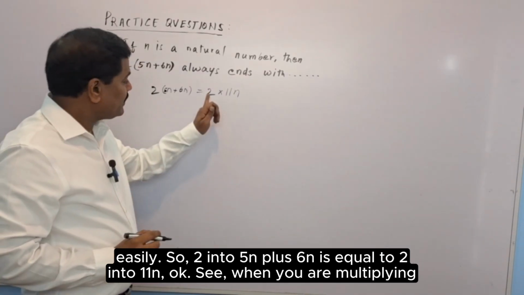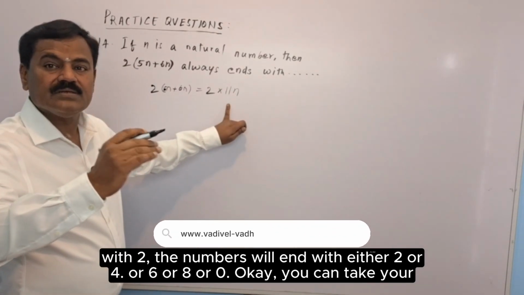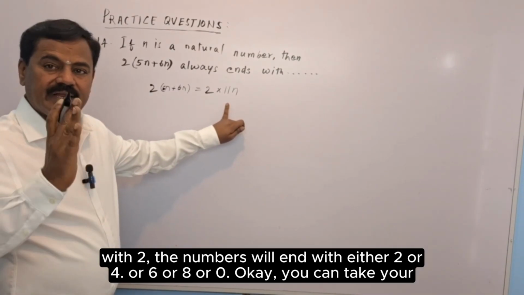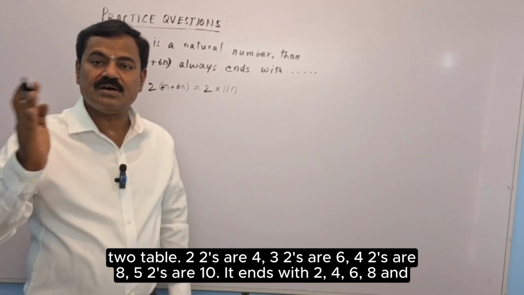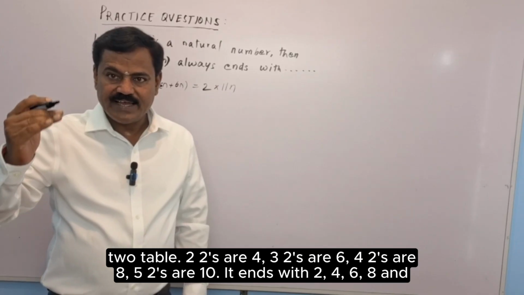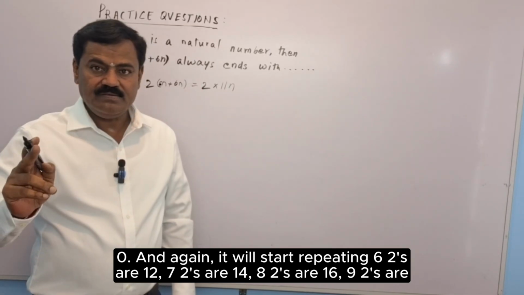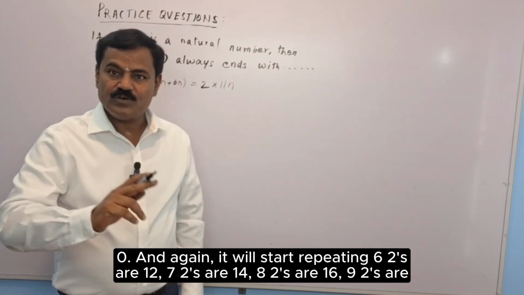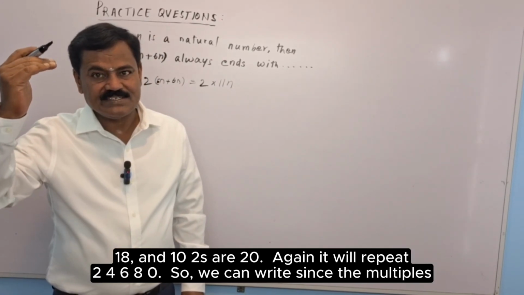See, when you are multiplying with 2, the numbers will end with either 2 or 4 or 6 or 8 or 0. You can take your 2 table. 2 2s are 4, 3 2s are 6, 4 2s are 8, 5 2s are 10. It ends with 2, 4, 6, 8 and 0. And again it will start repeating. 6 2s are 12, 7 2s are 14, 8 2s are 16, 9 2s are 18 and 10 2s are 20.